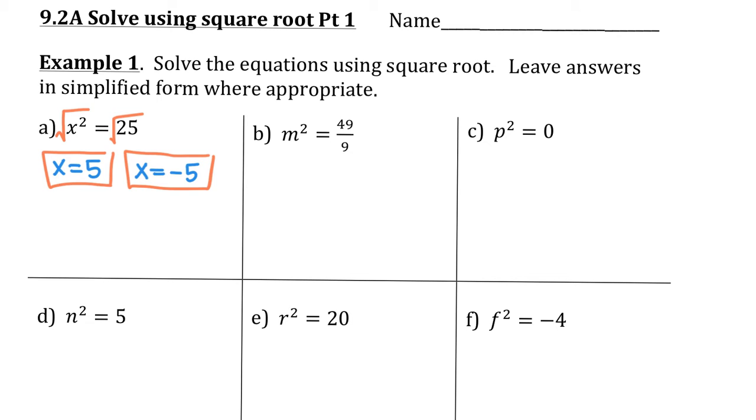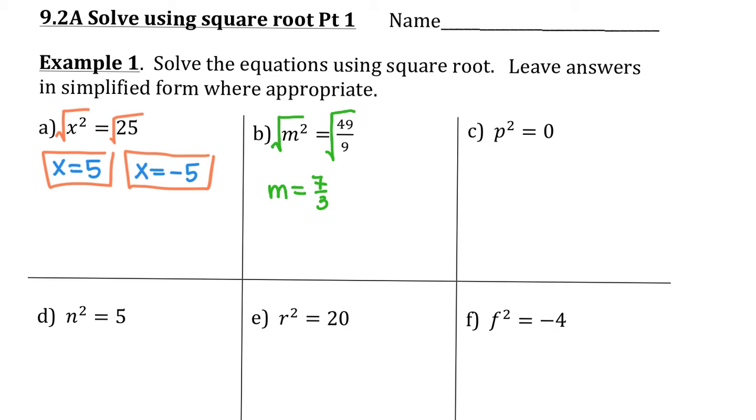So let's look at B. I see m to the second equals 49/9. I want to get the m by itself, so to cancel the square, I will square root the left side. If I square root the left side, I need to also square root the right side, which tells me that m is, the square root of 49/9 is 7/3.